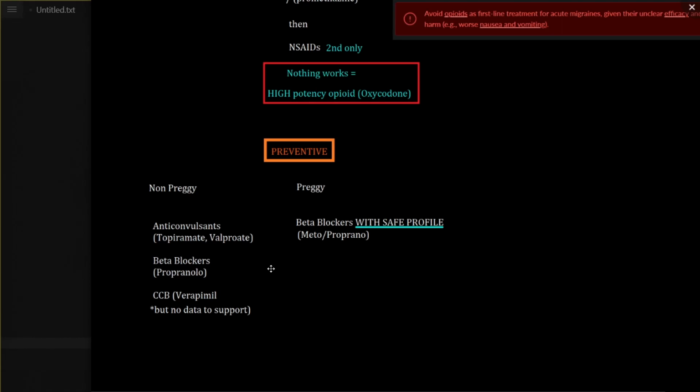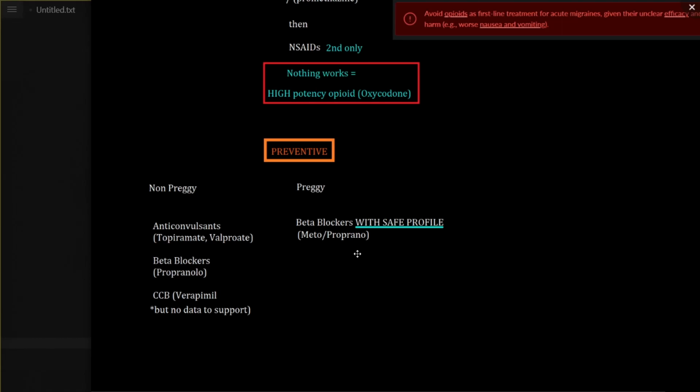In pregnant ladies, the approach is different. Pregnancy is a contraindication to using anticonvulsants, because of their effects on neural tube development. So in these patients, you are going to consider beta blockers, especially those with a safe profile. What do I mean by safe profile? Those that do not cause intrauterine growth retardation, such as metoprolol and propranolol.